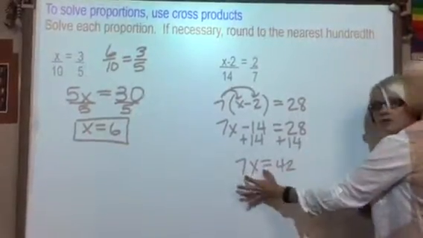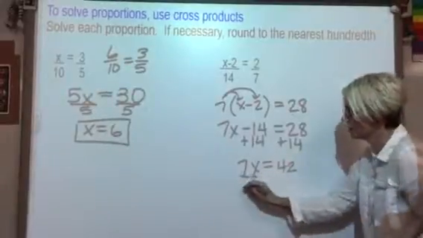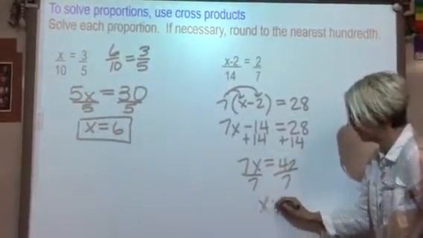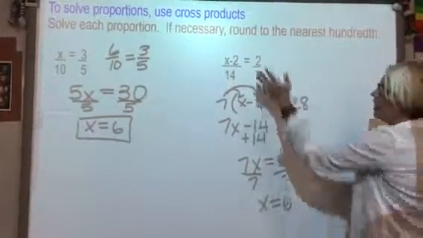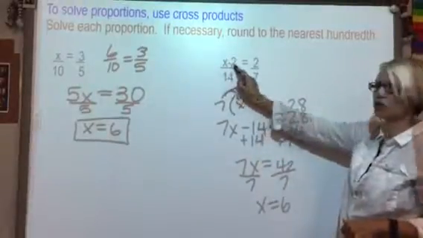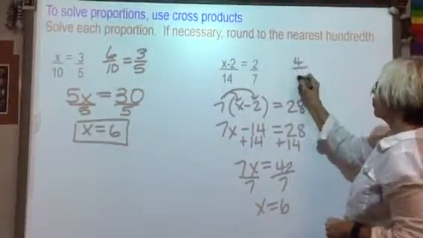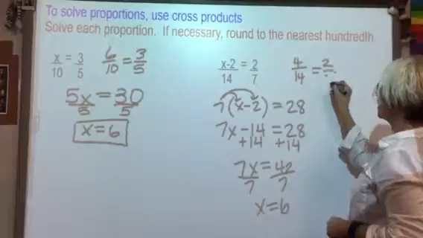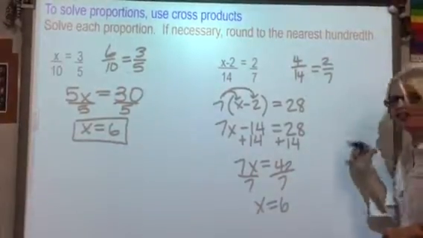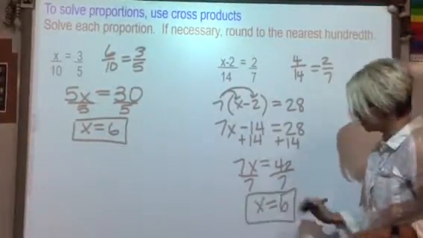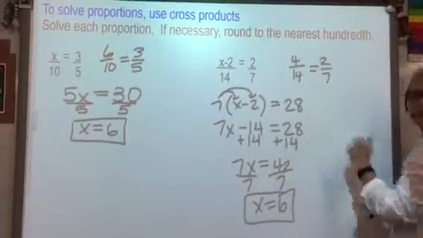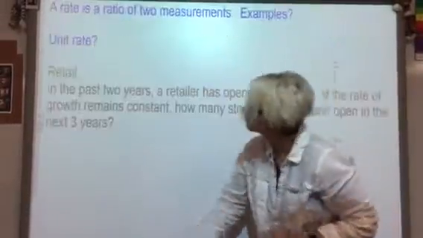42. Now I have just multiplication, so I did the inverse, which is dividing. So I divide by 7 and I get x equals 6. And if you plug that in, 6 minus 2 is 4. Is 4 over 14 equivalent to 2 over 7? You could do your proportion and check. But yes, it is. And so x equals 6. So you'll practice an example in your notes.